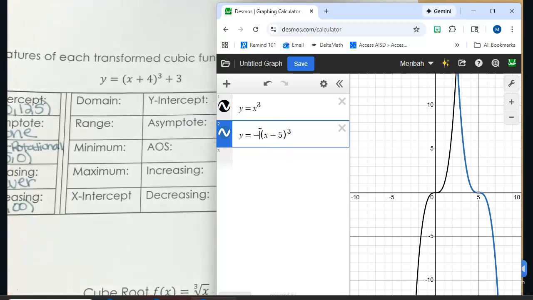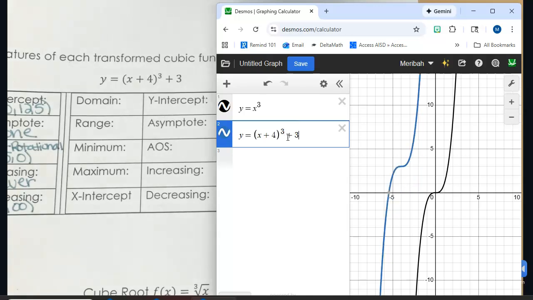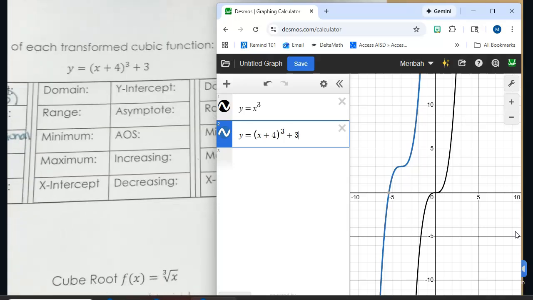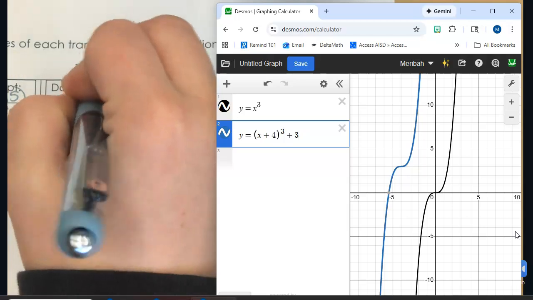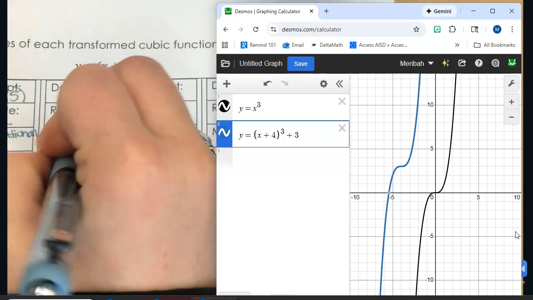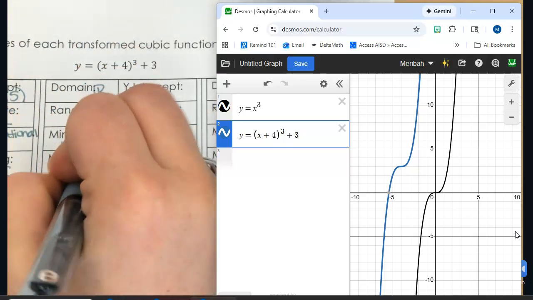Okay, let's look at our next one. I'm going to change this up in our Desmos. (x plus 4) cubed plus 3 on the outside. And then looking at that blue graph, again, it did shift to the left and up, but our domain and range are still all real numbers, which means we do not have a minimum or a maximum.